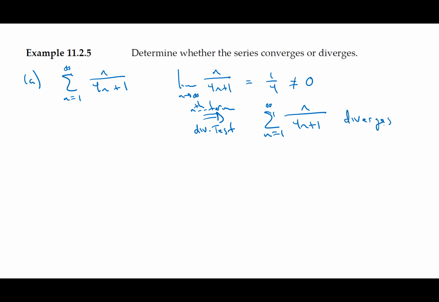Now remember, if this limit had been 0, it wouldn't have told me anything. It would have eliminated my ability to decide that it diverges yet, but it doesn't really tell me anything. I have to keep going, do some other work, okay? All right. How about this next one?